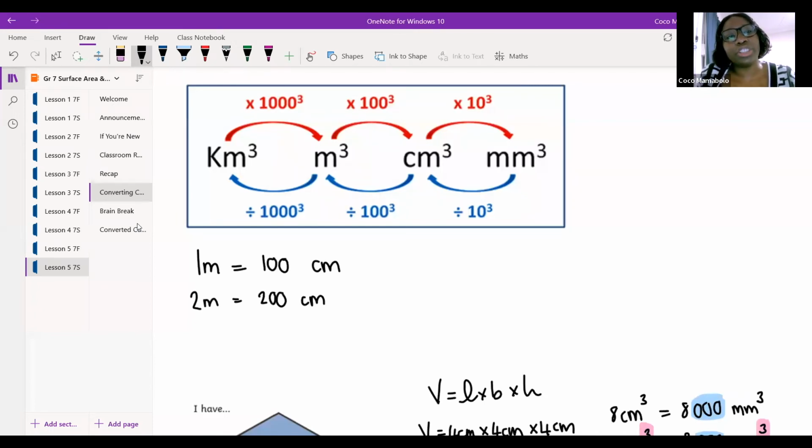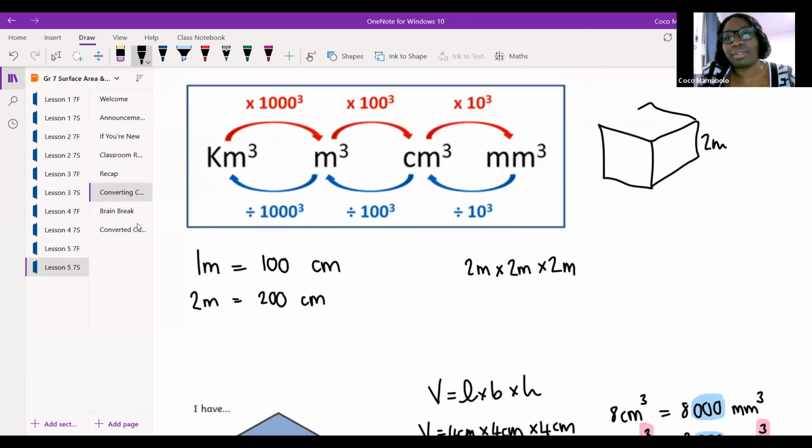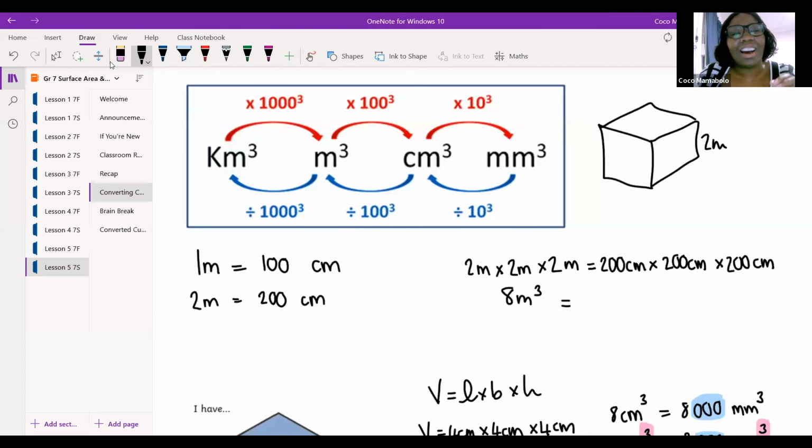Now, if I say to you guys, I've got 2 meters times 2 meters times 2 meters, because I'm calculating for the volume of a cube, and my cube has 2 meters on each side, right? This is going to give me 8 meters cubed. But the amount of zeros is not the same, guys. What I'm gonna have here is 200 centimeters times 200 centimeters times 200 centimeters. So 8 meters cubed. What is the answer in centimeters cubed, guys? That is it. Well done, Rebetu and Gundo.